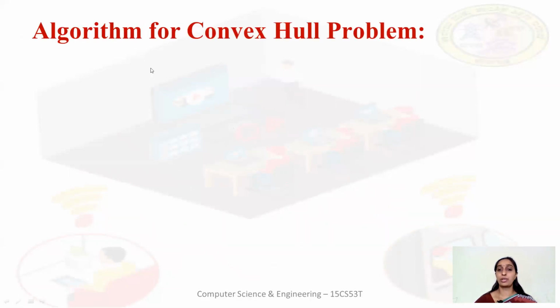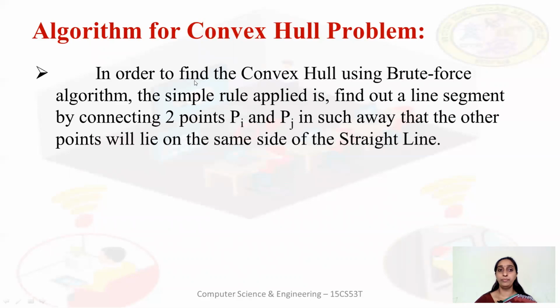Now let us see the algorithm for the convex hull problem. In order to find the convex hull using the brute force algorithm, the simplest rule applied here is to find a line segment by connecting 2 points Pi and Pj in such a way that the other points will lie on the same side of the line segment. So to construct the convex polygon, we need to select any 2 points, that is Pi and Pj.